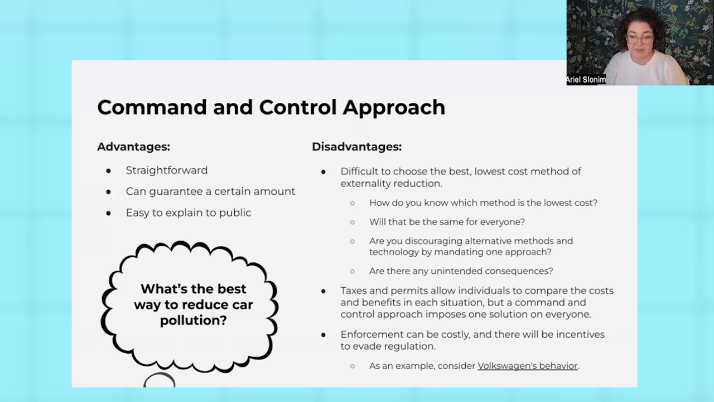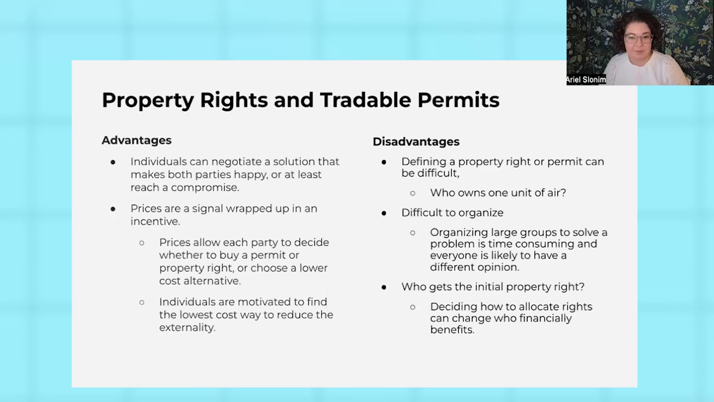And you're going to have some incentive to evade enforcement, right? So then we give the example of Volkswagen trying to evade emission standards, right? And so they had developed a way to evade those standards, right? So you can look that up. And then we summarize the advantages and disadvantages of, say, property rights and the tradable permit solution approach, right?